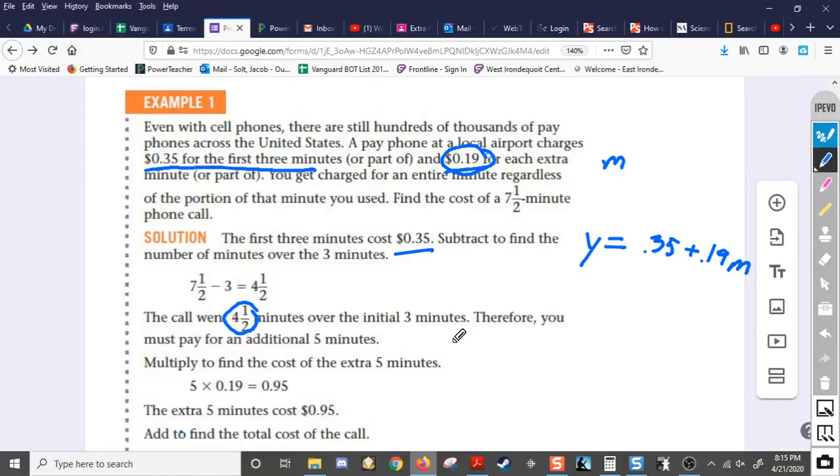Because the initial 3 minutes we don't count, the first 3 minutes is going to be 35 cents. That's why we subtracted 3 right here, because the first 3 minutes are going to be under a different category of charge. The remaining minutes are 4.5, which gets rounded up to 5. We're going to get charged for 5 minutes at 19 cents. 5 times 19 cents gives us 95 cents. So we're going to get charged 95 cents plus the 35 cents, right?